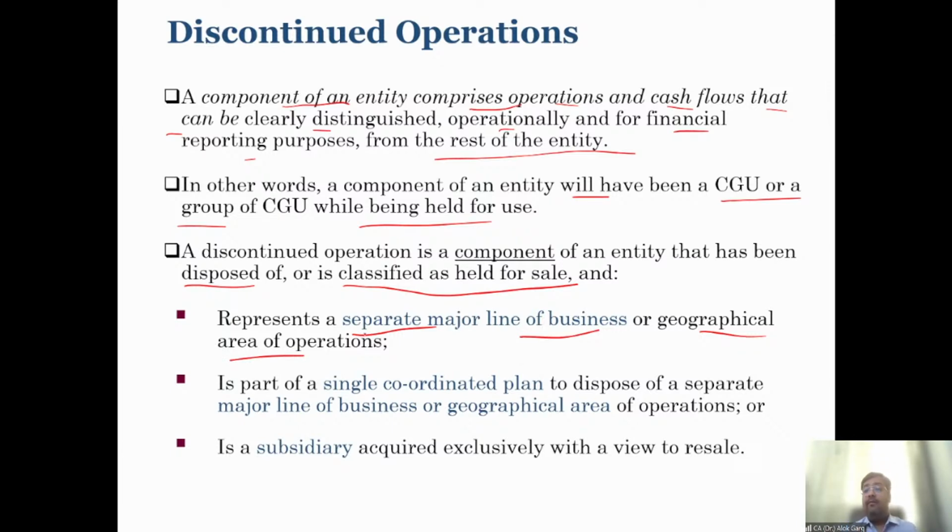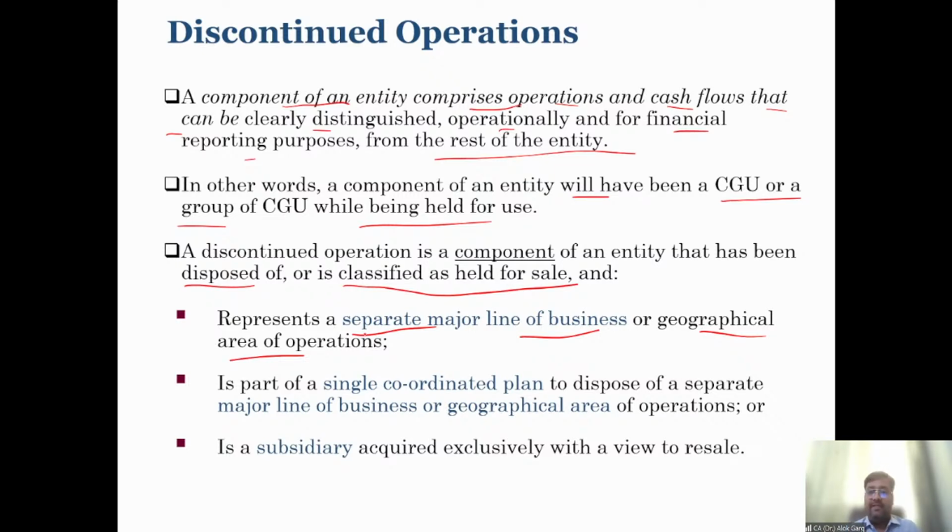For example, just 5 years ago, HSBC Bank declared that we will discontinue our private banking vertical in India. They have declared that, right? So what is this? This is a major line of business which they want to discontinue.